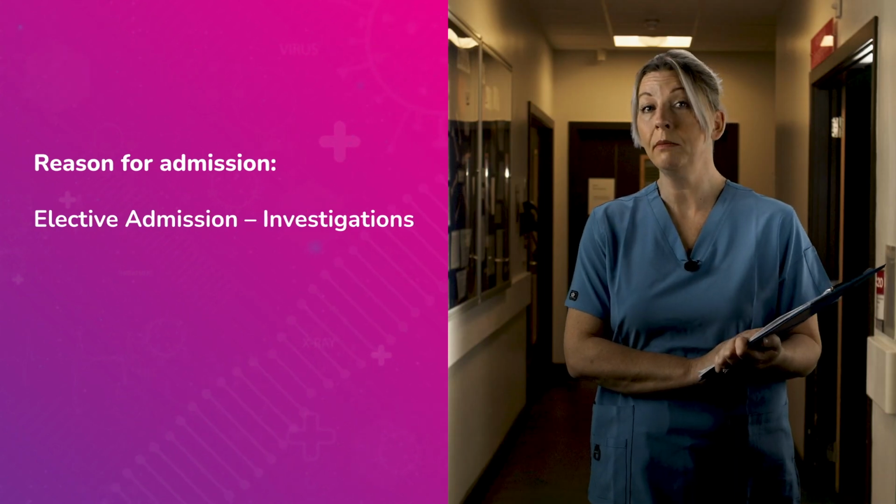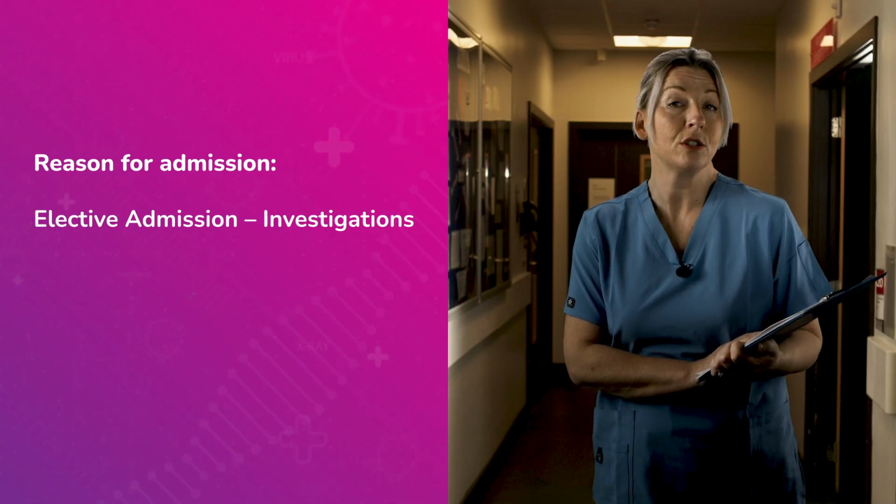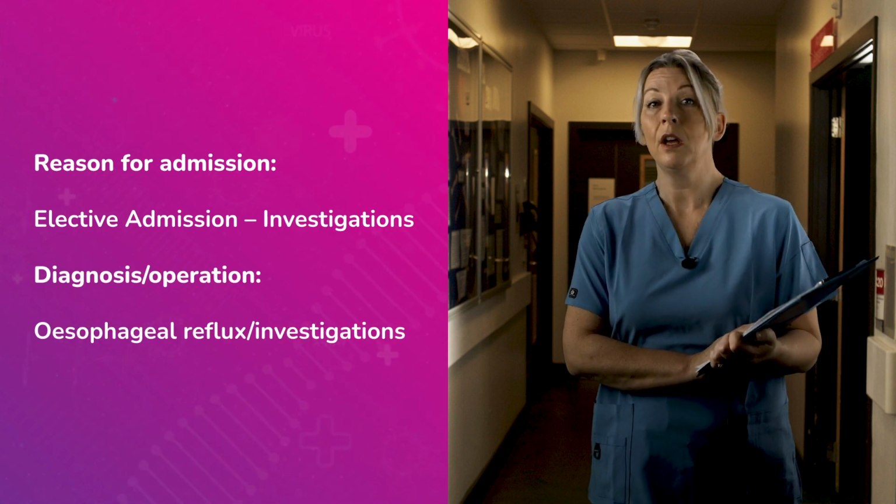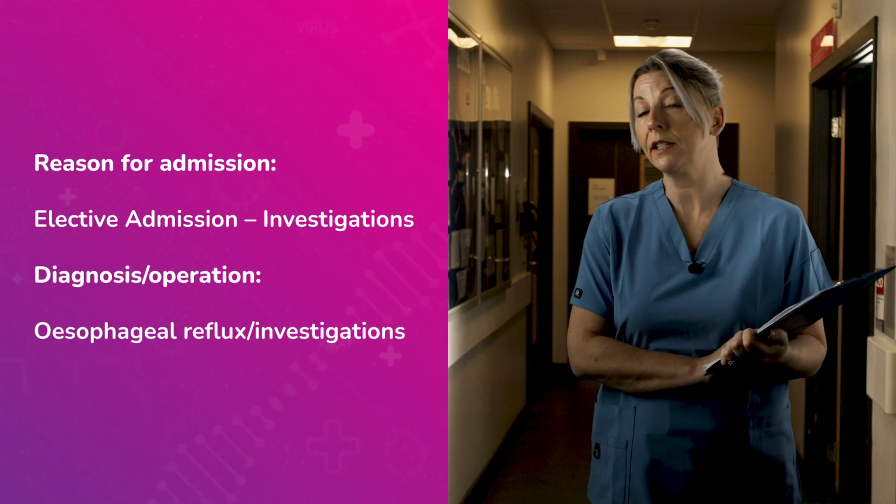The patient's reason for initial admission and diagnosis should be taken from the patient's summary. However, remember that you may have gained additional information as part of your stations that provided you with further information about the diagnosis. For example, the patient summary may state reason for admission, elective admission investigations, diagnosis or operation, esophageal reflux and investigations.